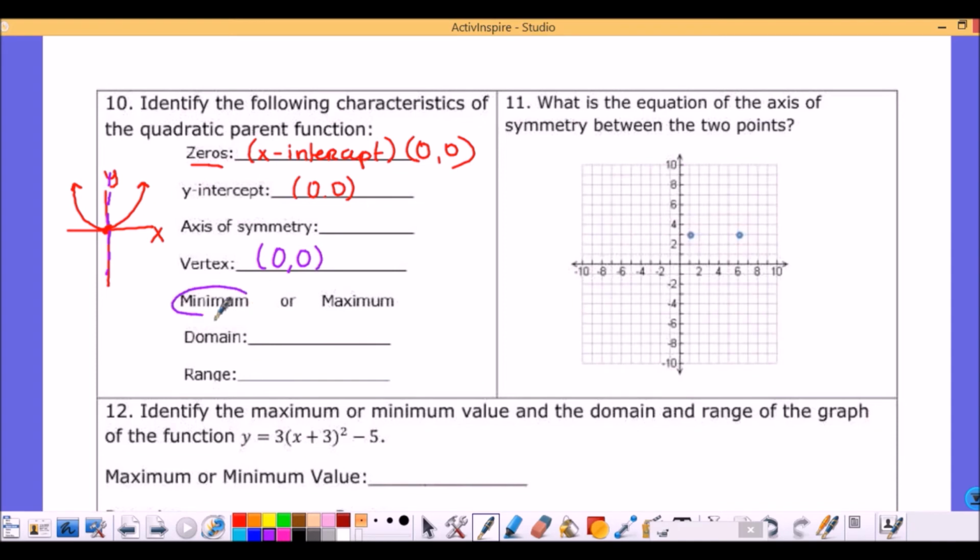It is a minimum. And remember, the x value of the vertex is my axis of symmetry. So my axis of symmetry is x equals 0. Remember, in all quadratics, the domain is all real numbers.